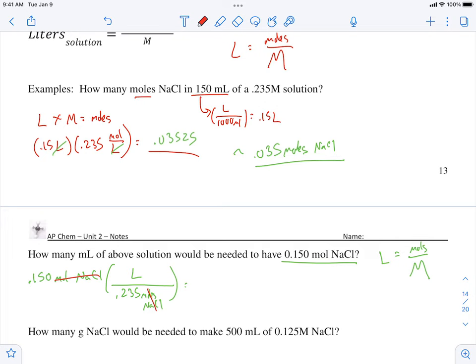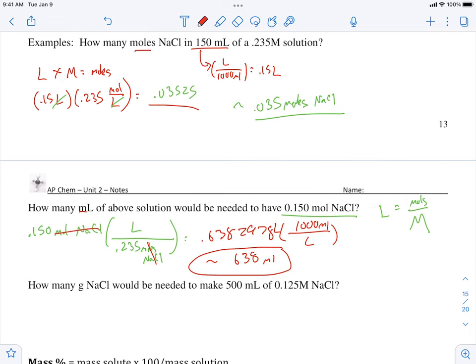So 0.15 divided by 0.235, 0.6382978, or we can keep 3 sig figs, so we'll call it 0.638 liters. But technically they wanted milliliters, so I actually should have converted that first. So 0.638 milliliters. Okay.